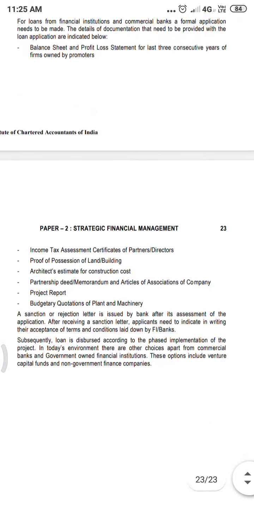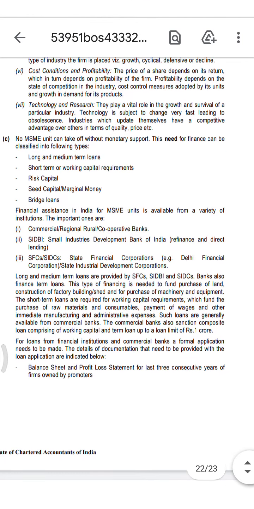C. Last है. सी में क्या पूछा है? No MSME unit can take off without monetary support. This need for finance can be classified into the following types: long term and medium term loans, short term or working capital requirements, risk capital, seed capital, marginal money, bridge loans.